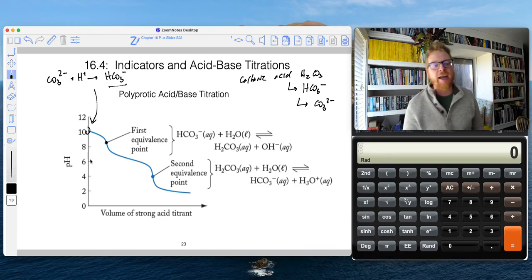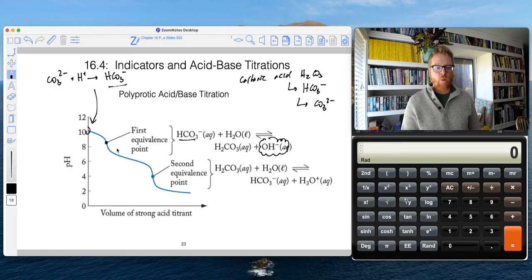We recognize that first equivalence point will be basic because bicarbonate is a conjugate base. So it will go on to react with water to make more carbonic acid, but importantly, it will make hydroxide, which is why that first equivalence point is basic, okay?